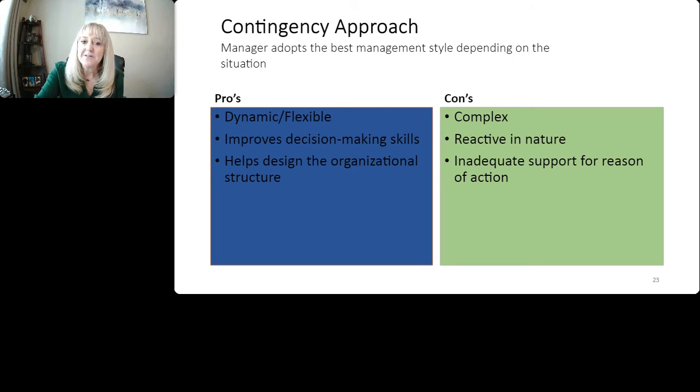I would only say I've come to this contingency approach after being in this setting for so long. I would not say I leaned toward that. I probably leaned a lot more toward human relations and making sure everyone liked me.